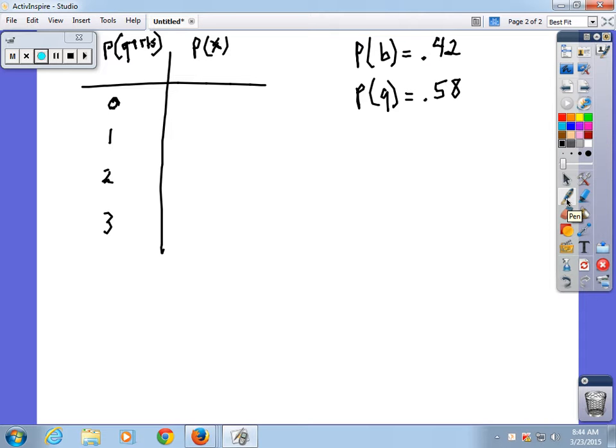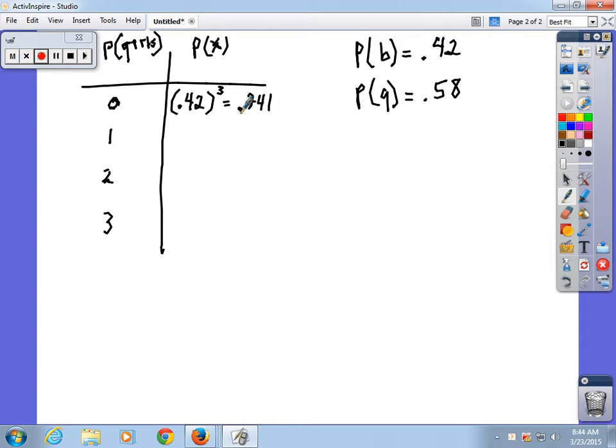So to start you off, what would 0 girls be? Boy, boy, boy, right? So that would be 0.42 raised to the third power. So now give me that number. 0.074088, 0.074.